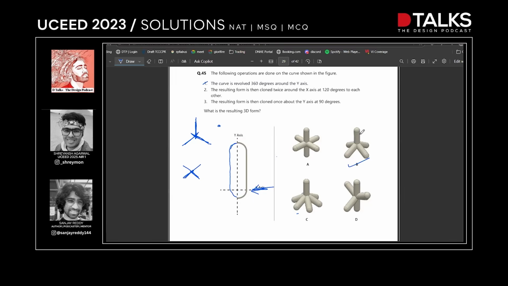Right there. Sorry, after the second step only this was formed. Only these three were formed. Then when we cloned it around the y-axis, the top part coincided with the already existing one. That's why we are not seeing it. So the answer is B.